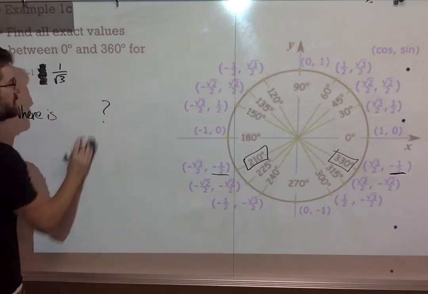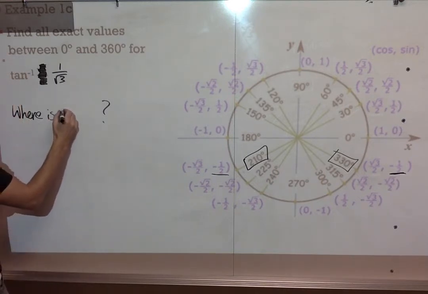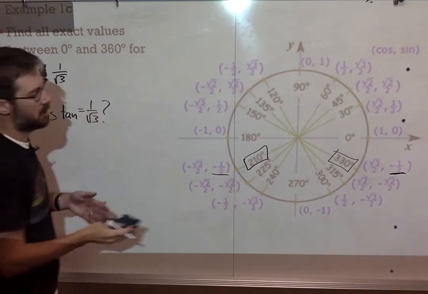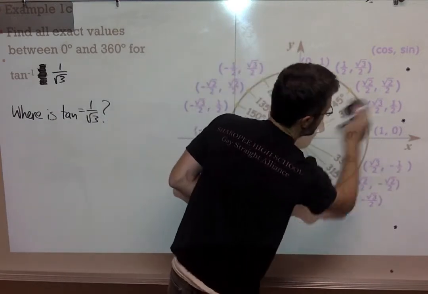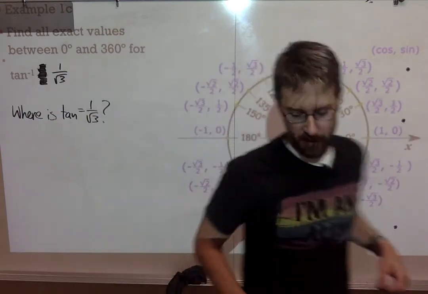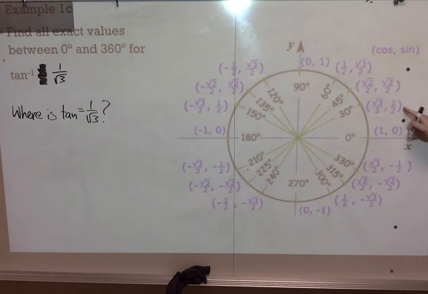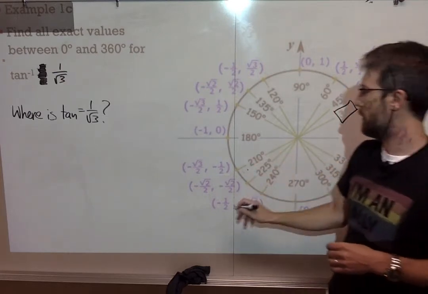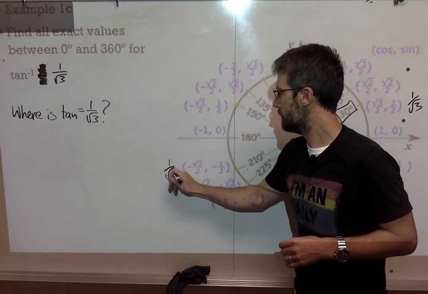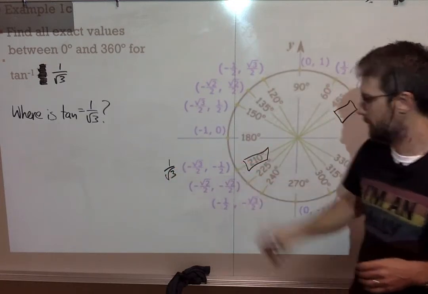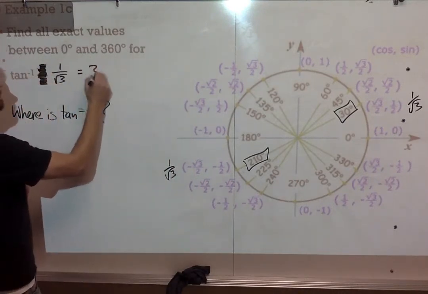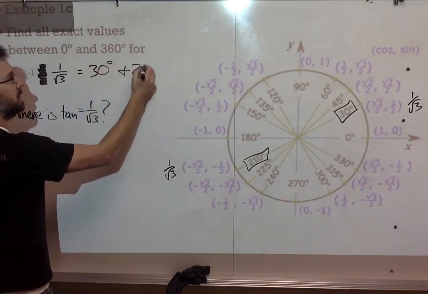Okay, so now with this one, what we're saying is, where is tangent equal to 1 over root 3? If you look at those tangent ratios, you should have 1 over root 3 in a couple of places. You should have a positive 1 over root 3 right here at 30 degrees, and you should have another one over here at 210 degrees. So that one's going to be 30 and 210.